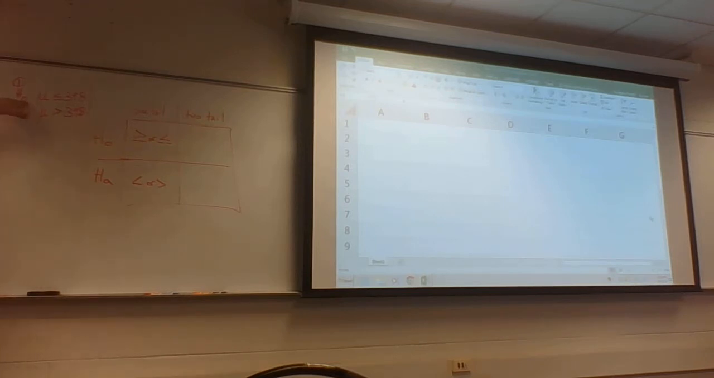I thought H colon mu, this stuff, that's like the symbol. I saw some people writing the whole thing out in words. I guess that's fine, but this is faster. Wait, what does that mu thing mean? Mu is our population average. We're saying, is the mu just the same or less? Or is it bigger? Is there an improvement?